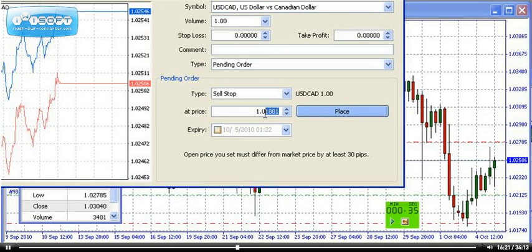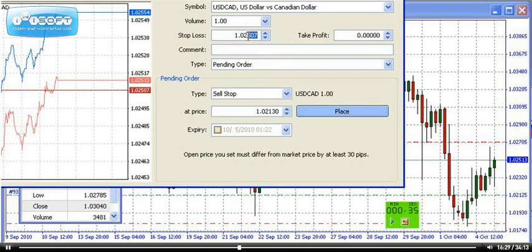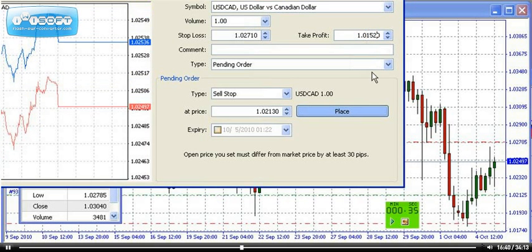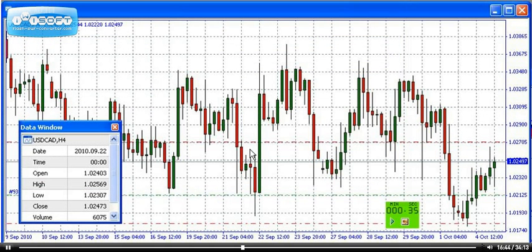Of course, it's 102.13. And it's the same initial stop, 102.71. But this time we load in the second profit target that's even better than the first, 101.52. Click place. Okay, and there you have it.